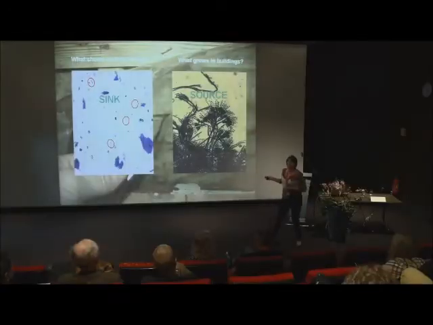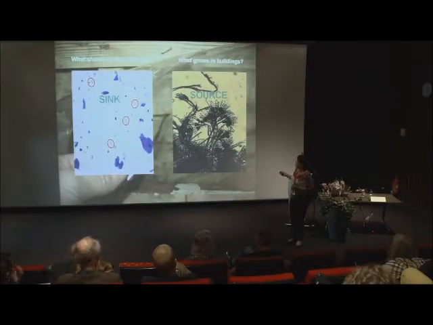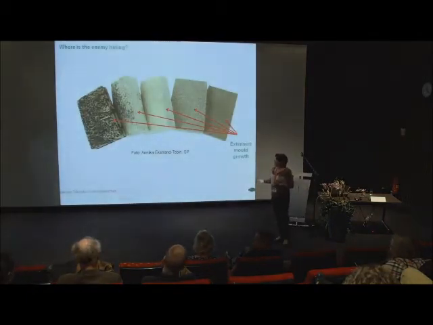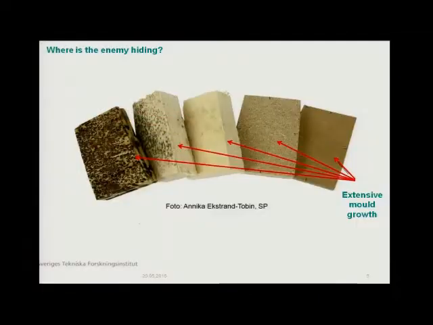So this is what we call a sink, and this is what we call a source. And we have to focus on sources. So where is the enemy hiding? I borrowed or stole this slide from the Swedish Technological Institute showing five pieces of wooden material with extensive mold growth. This is another reason why we have to sample. As you can see, in some cases, we cannot see the growth.